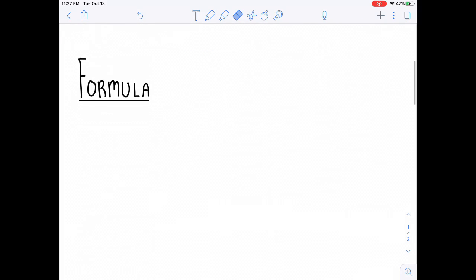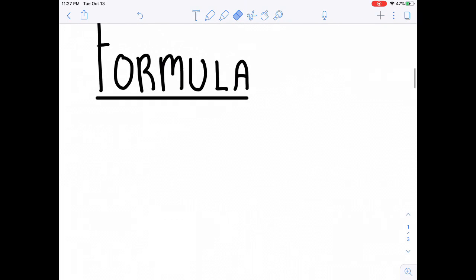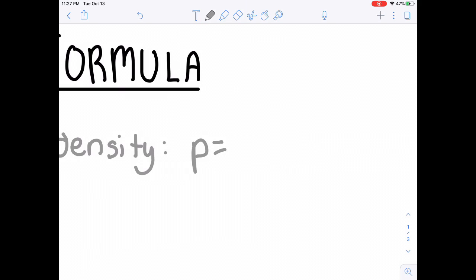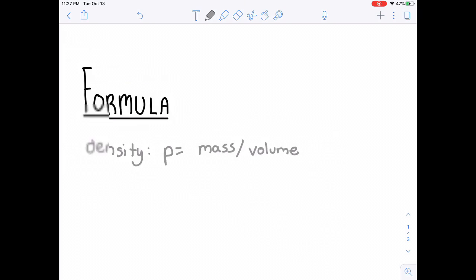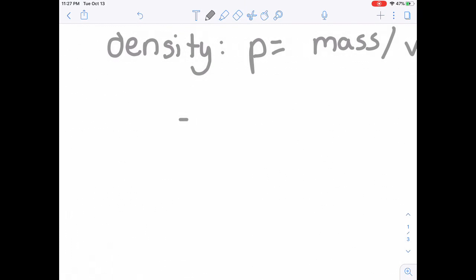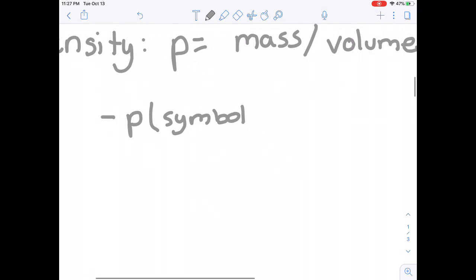So now that we have a basic understanding of density, we can now go into how to find it. So what is the formula for density? If you chose P equals mass over volume, you'd be right. So, what does P stand for? P is pretty much just the symbol for density.